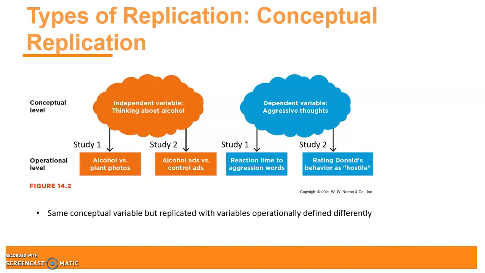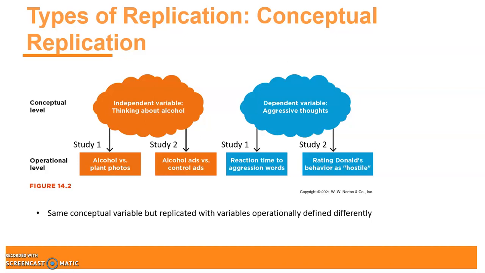This is where you have the same conceptual variable. In this example here, you have thinking about alcohol, and does that lead to aggressive thoughts? And then the replication is a different study, but it's investigating basically the same question, just doing it in a different way. Instead of showing pictures of alcohol versus plant photos, it's actual advertisements, and then instead of a reaction time measure, it's ratings of ambiguous behavior in a story about Donald.